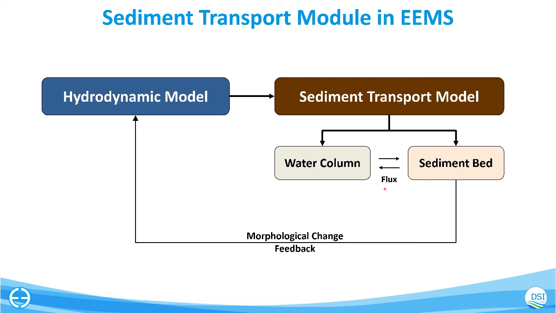For example, when the flow has a large force, the sediment materials in the riverbed will be eroded and transported into the water column, which is called erosion. And when the flow has a small force, the sediment materials in the water column will be settled onto the sediment bed, which is called deposition.